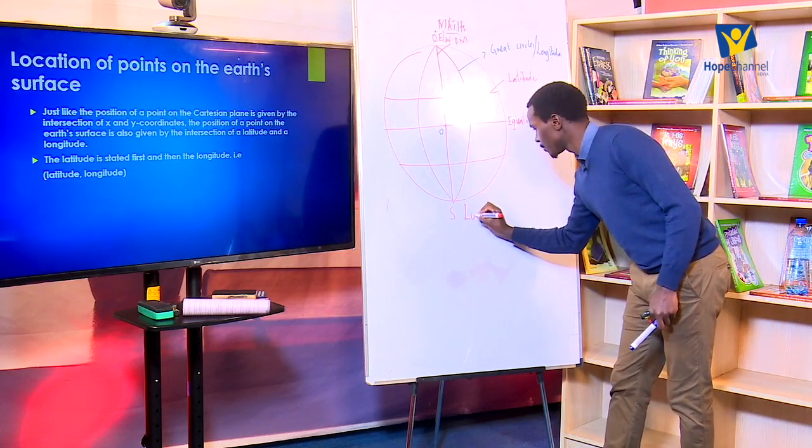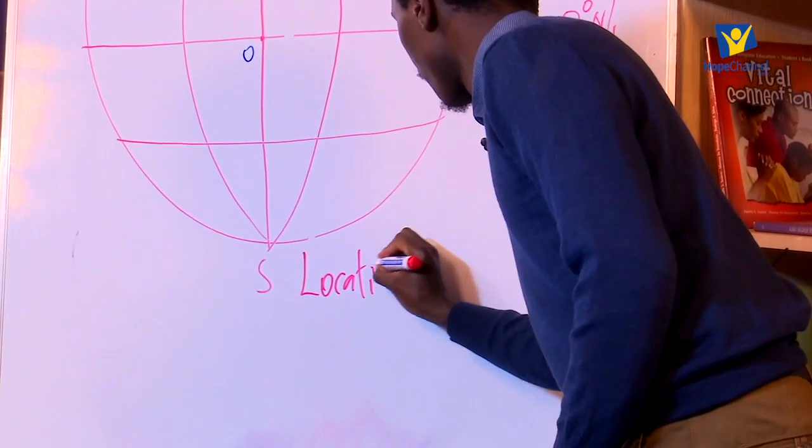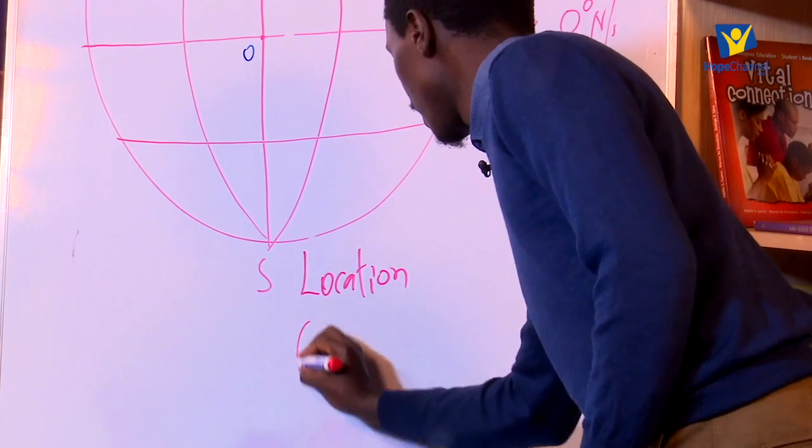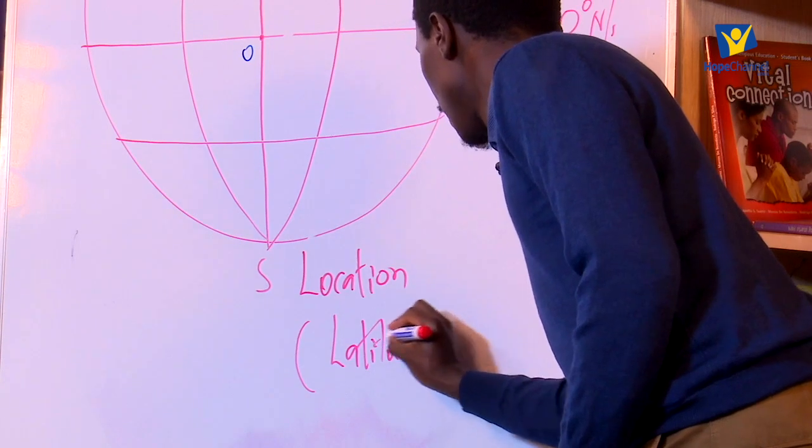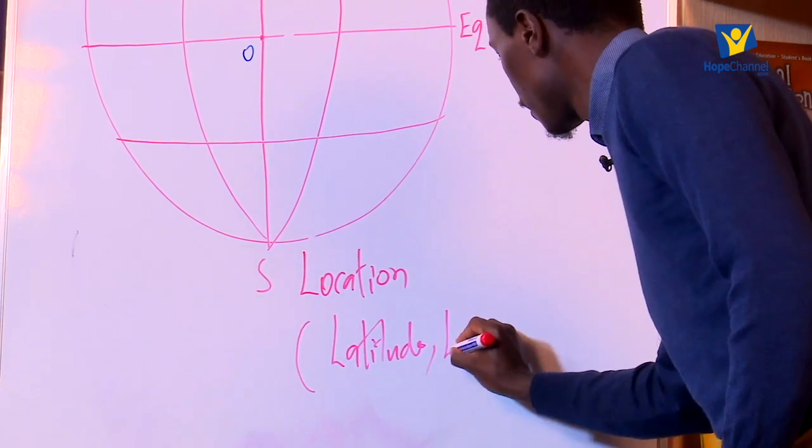So for location, what comes first is the latitude, then comma, the longitude.